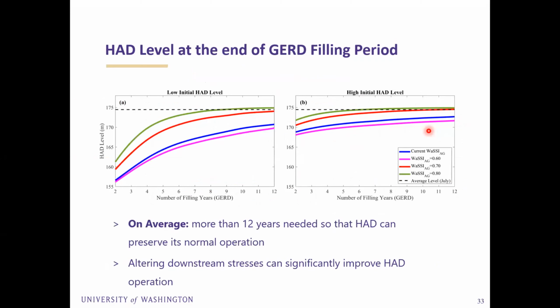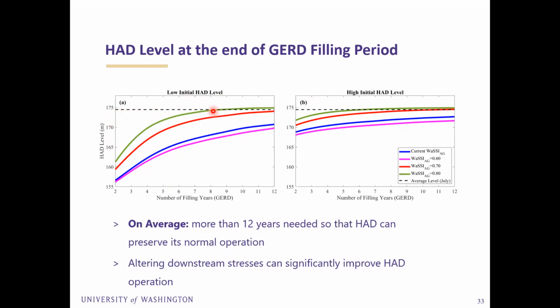So here's just a summary for the importance of considering different filling scenarios and the low head level, which is, as I said, the worst case scenario, versus the high head level, which is the optimistic scenario. And the y-axis is showing the high dam level at the end of the GERD filling period. So this is only for the average, not considering the streamflow variability. So for example, for the low head level, if you look at the green line, which is showing stress conditions of 0.8, probably on average for the highest dam level to return to its operating level around 175, it needs like 8 years of filling scenarios.